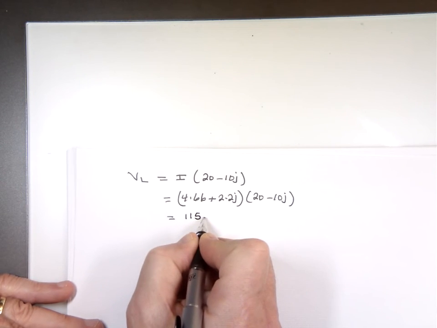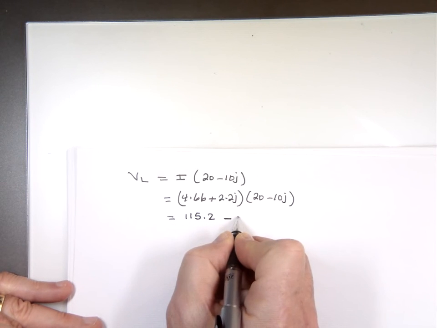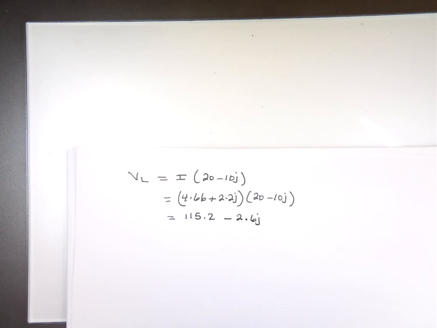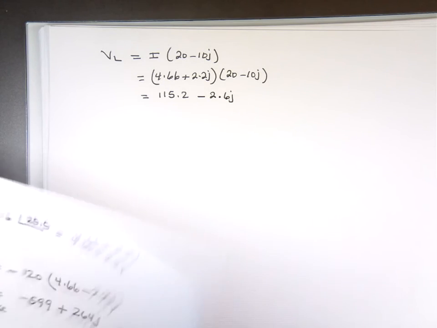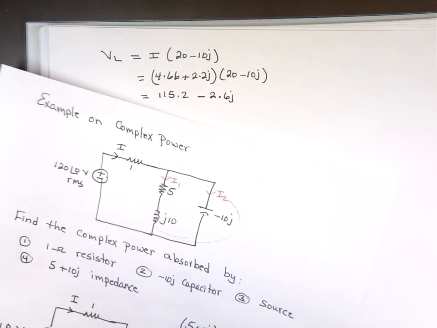115.2, you said? Yes. Minus what? 2.6j. Anyone else got that number? Yep. Okay. So now we know what VL is. You can do current division if you wanted to find that, or you can just divide them. You know what I sub 1 and I sub 2 are, Ohm's law.